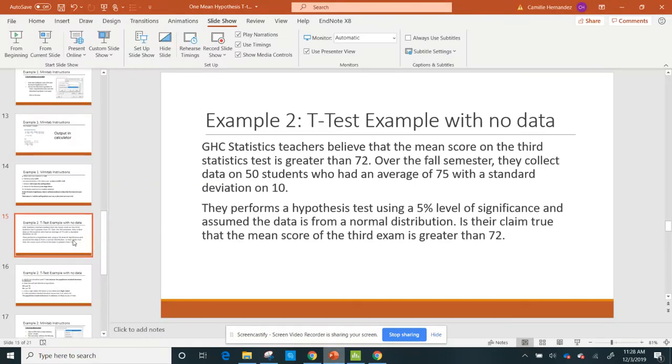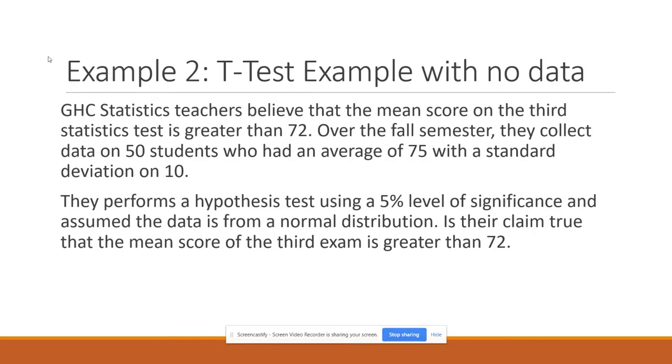So now we're going to keep going and do the second example with the t-test of when you don't have data. GHC statistics teachers believe that the mean score on the third statistics test is greater than 72. Over the fall semester, they collected data on 50 students who had an average of 75 with a standard deviation of 10. They perform a hypothesis test using the 5% level of significance and assume that the data is from a normal distribution. Is their claim true that the mean score on the third exam is greater than 72?